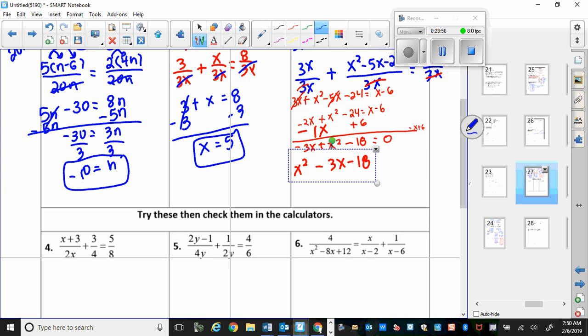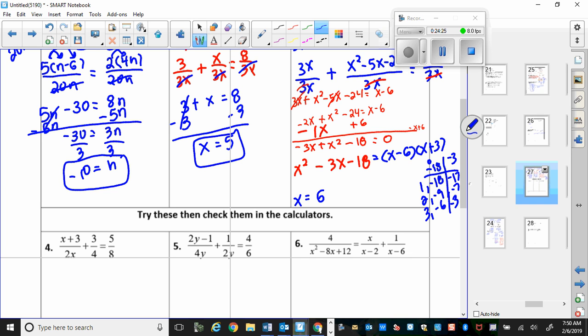So I want to know what two numbers multiply to negative 18 and add up to negative 3. So I could try 1 and negative 18, that gives me negative 17. Try 2, negative 9, that gives me negative 7. 3, negative 6, and that gives me negative 3. So there's my factor. So I have x minus 6 times x plus 3. Now, my solutions, because of those factors, are x equals 6 and x equals negative 3.